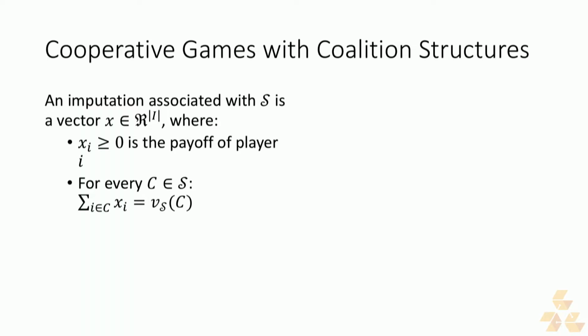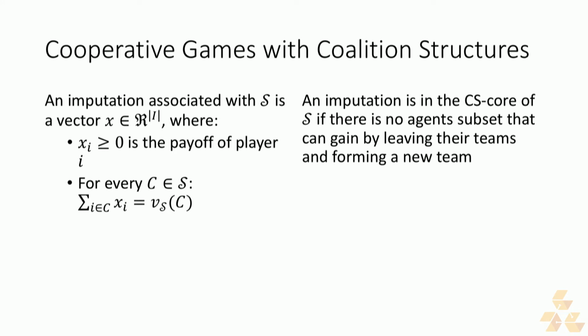And again, we can define an imputation to be a payoff vector that tells us how to divide the reward. We want every player to get a non-negative payoff. And now we want that for every coalition inside this coalition structure, the sum of the rewards of every player within this coalition is exactly the value of this coalition, again, given the coalition structure. So we define the core, or the CS core, to be the set of all stable ways to divide the rewards given a coalition structure.